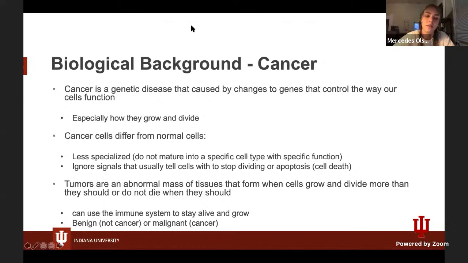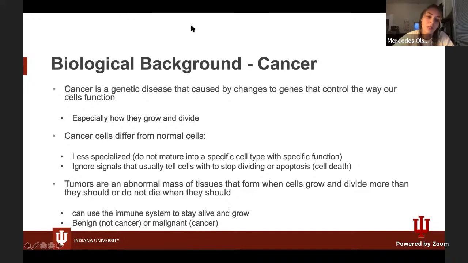The cancer cells differ from normal cells in that they're less specialized, as in they don't mature into specific cell types with specific functions like normal cells do. And then they also ignore signals that usually tell the cells when to stop dividing and when to die, so apoptosis. And then another thing that you've probably heard of is also tumors, which are abnormal masses of tissue that form when cells grow and divide more than they should or do not die when they should.